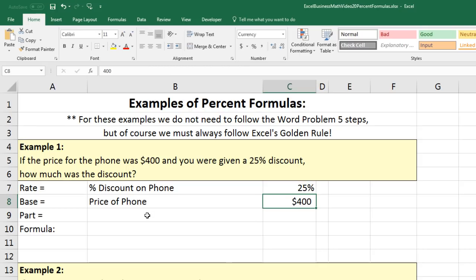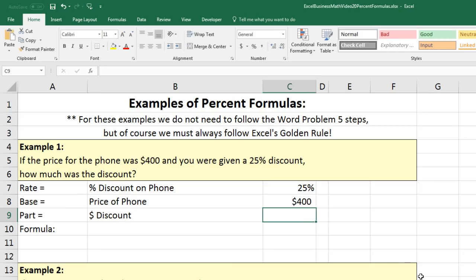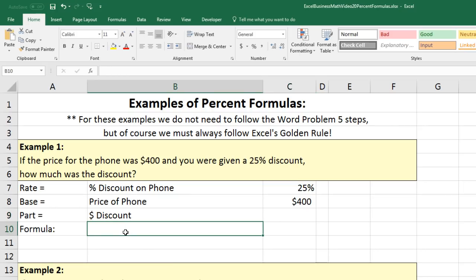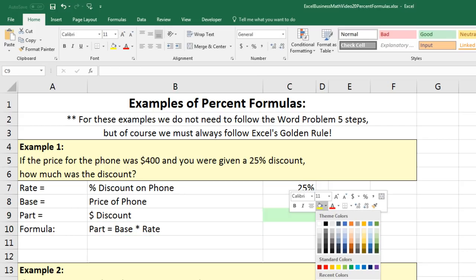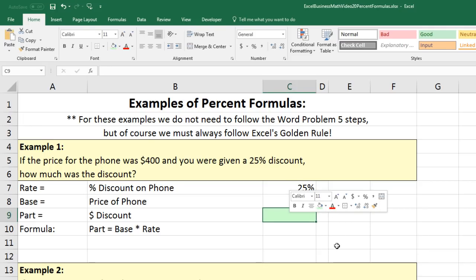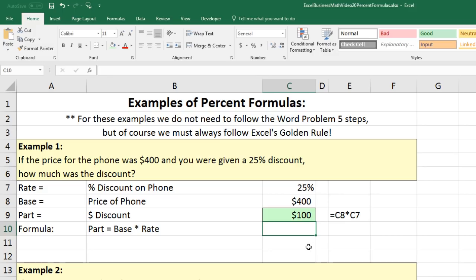Now we have those 2, so of course the part is what we're trying to solve for. Now I'm going to type dollar discount just to distinguish it from the percentage discount and tab. Now before I do it, every time I'm going to write the formula out. Part equals base times rate, so here we go. Right click, find some color, and a border. Equal sign, up to get base, times up arrow to get the rate, and enter. So we have our answer. The discount, $100.